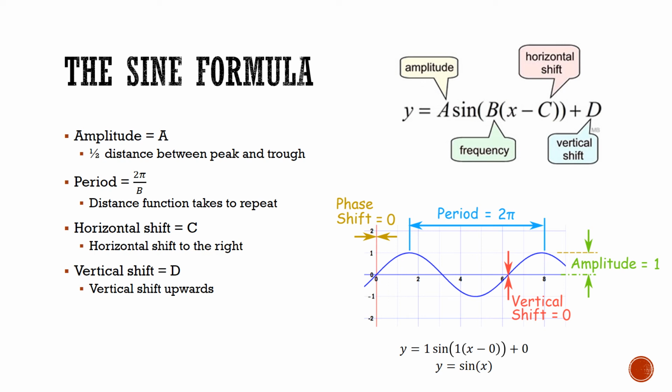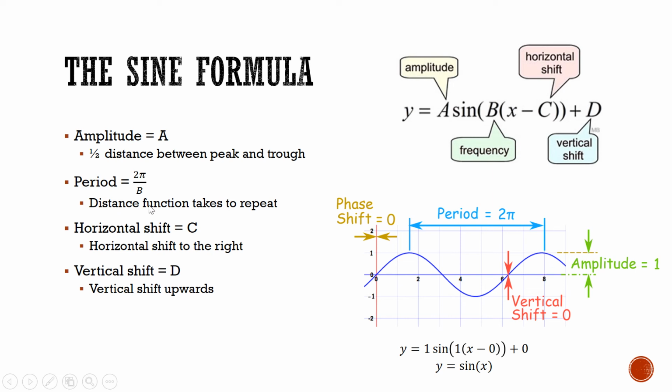The sine formula has 4 variables, a, b, c, and d. A is the amplitude, so amplitude is the distance between the midpoint and the highest or lowest point, or you could just find the peak minus the trough and divide that by 2. Basically, it gives us how big the wave is, how high the wave is.